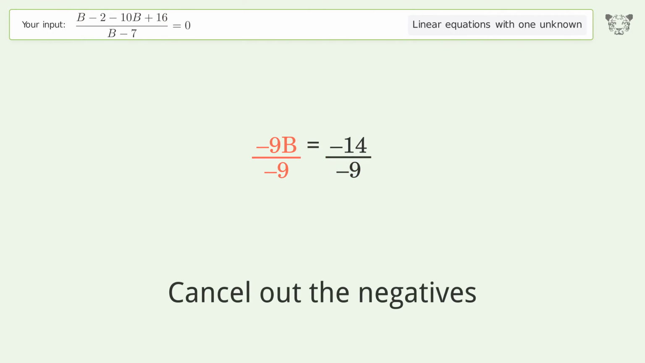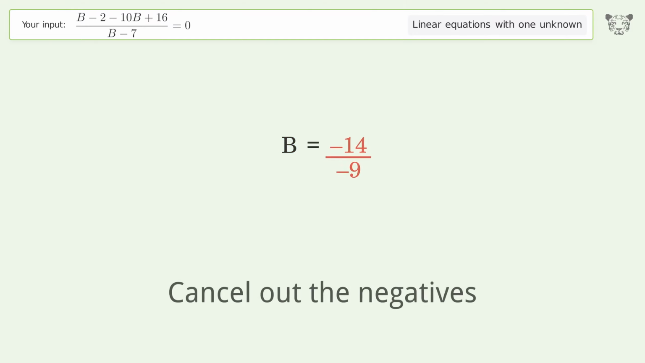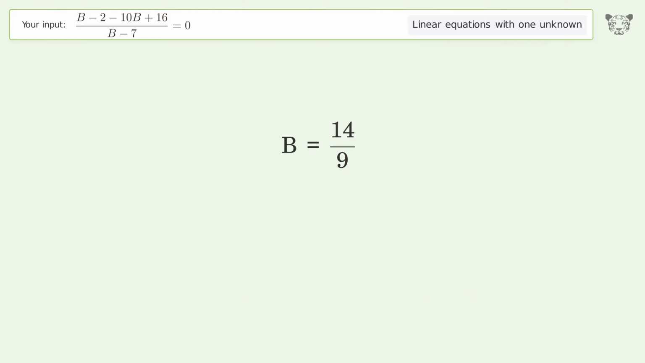Cancel out the negatives. Simplify the fraction. Cancel out the negatives. And so the final result is b equals 14/9.